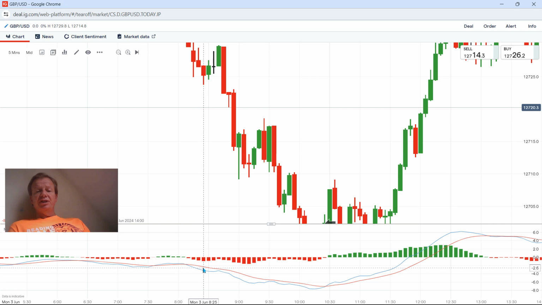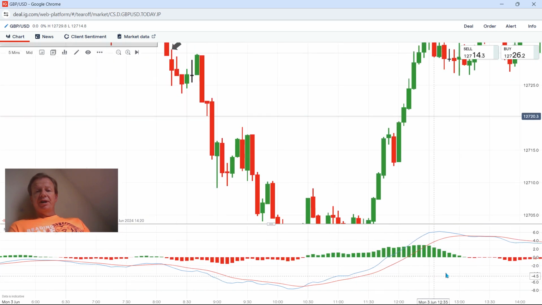When the blue goes above the red, you buy. When the blue goes below the red, you sell. And you see these red candlesticks here, that means the price is going down. And when you see the green candlesticks here, that means the price is going up. And the longer the candlesticks, that means there's more momentum for buying, for the price going up.